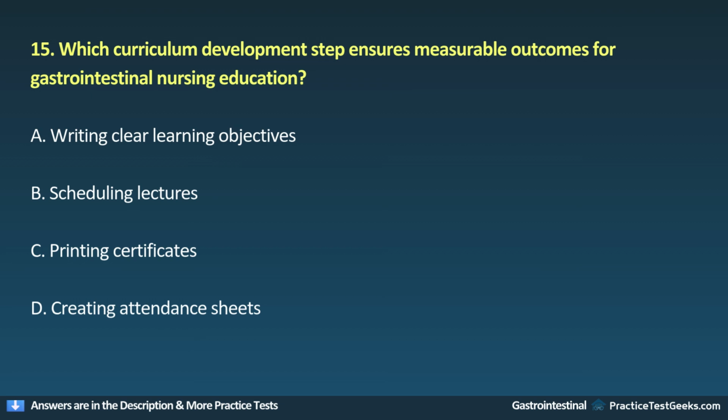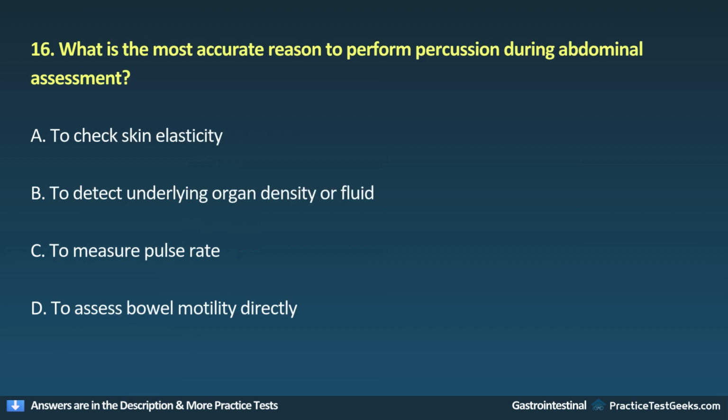15. Which curriculum development step ensures measurable outcomes for gastrointestinal nursing education? A. Writing clear learning objectives. B. Scheduling lectures. C. Printing certificates. D. Creating attendance sheets.